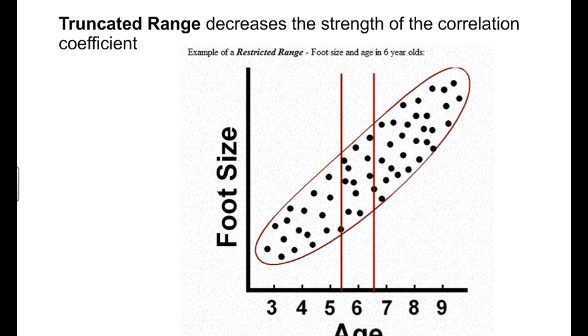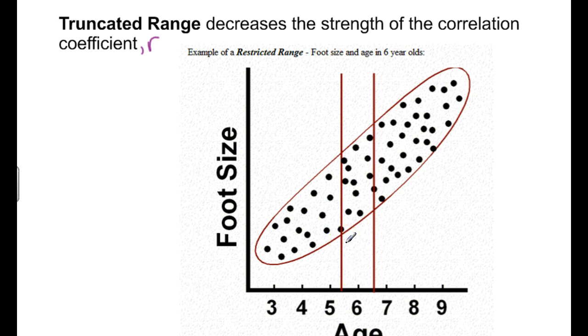This other thing I want to mention was the truncated range. It decreases the strength of the correlation coefficient. Remember, the correlation coefficient is called R. It's decreasing the strength. You can see if you look at the original data, that is fairly strong, moderately strong, or strong. Might be the data there.